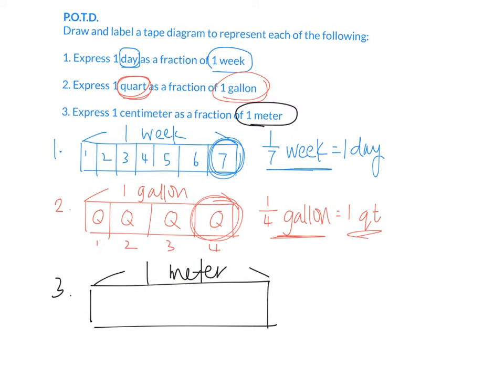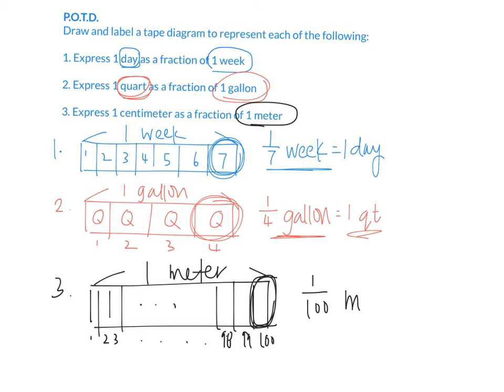How many centimeters can I fit inside this meter? 100. So I'm going to draw. Obviously, I'm not going to draw 100 of them, but I'm going to do this. I'm going to show that this is my first centimeter, my second centimeter, my third, all the way until 97, 98, 99, and 100. So if I only have 1 centimeter, that's 1 slice out of how many total slices? 100. So 1/100th of a meter is the same as 1 centimeter. Again, those are two equivalent measurements.